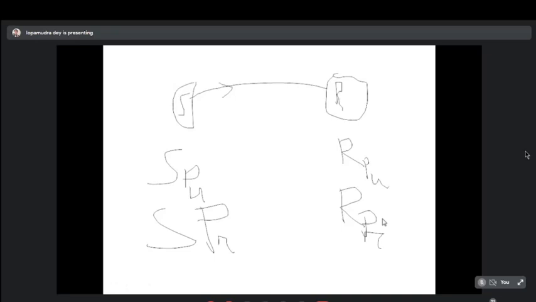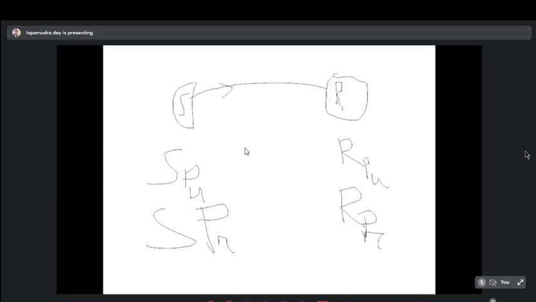Please pay attention again. There are a few concepts here. In asymmetric cryptography, each and every individual will have two keys: one public key and another private key. Each and every individual, all the students, everyone will have two keys, one public key and one private key. This is the first point.